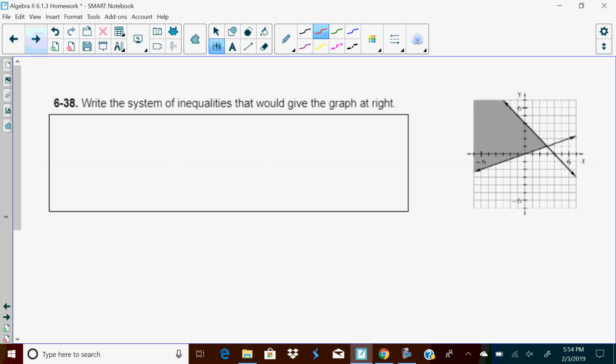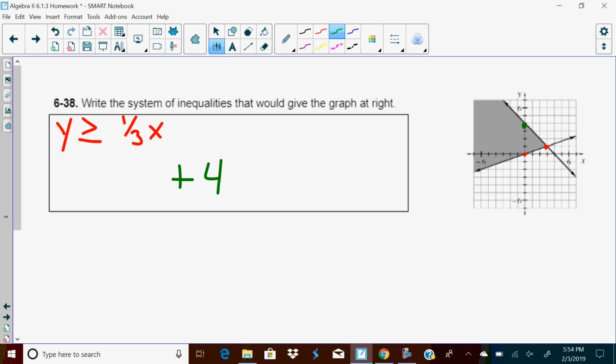Problem 38, write the system of inequalities that would give the graph at right. So first I figure out what their line is. So like the first one, its y-intercept is 0, and it's going up by 1, 1, 2, 3. So it's 1/3 x. And it's going to be greater than or equal to, because it's a solid line and everything above is shaded.